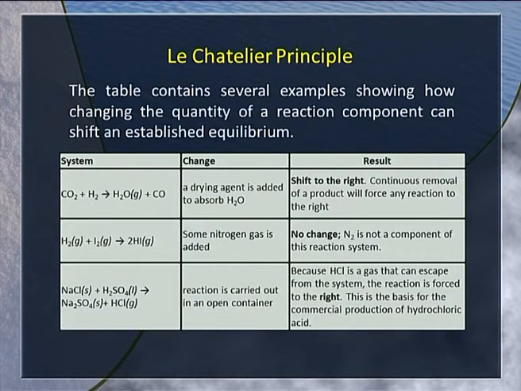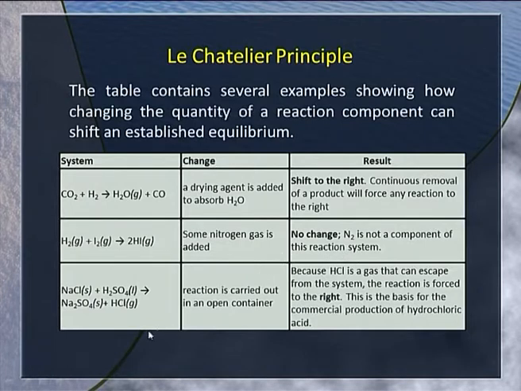First, there is one reaction, carbon dioxide plus H2, that gives water plus carbon monoxide. If a drying agent is added to absorb water, the concentration of product is decreasing. So, the direction will shift to the right, because there is a decrease in the concentration of product. If you look at the second example, H2 plus I2 can give 2 HI, and if you add any other gas which is not a part of this reaction, there is going to be no change in the equilibrium.